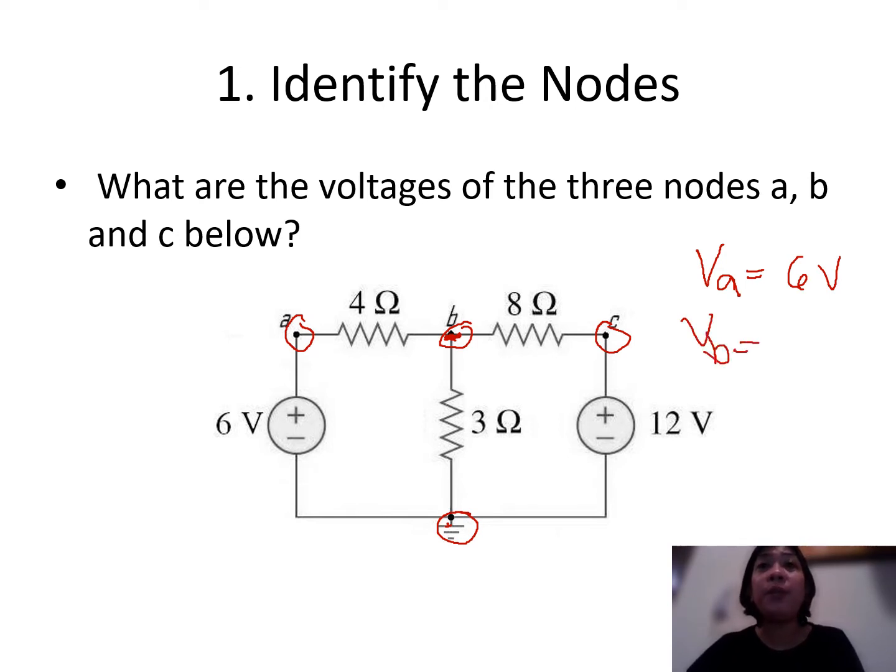So therefore, this is our unknown. Okay, so this is our unknown, and yet we have to solve for this VB first. And then we have your VC. So what is your VC? So where is VC connected?